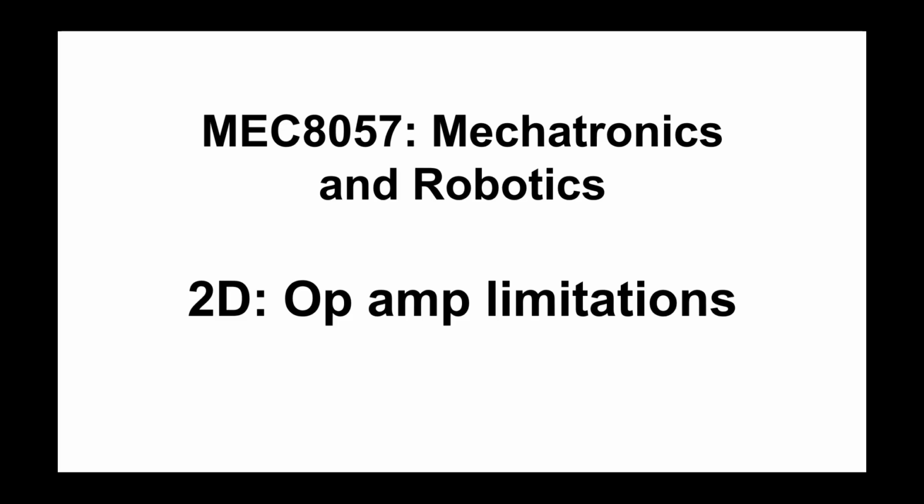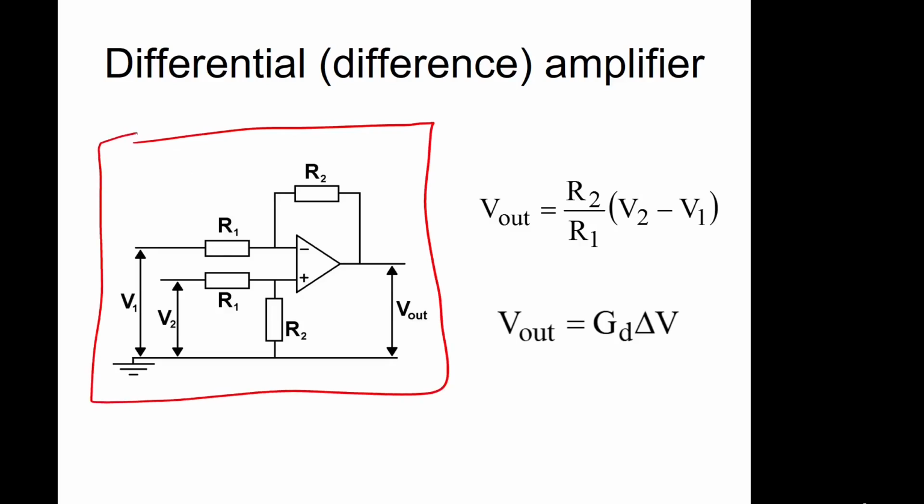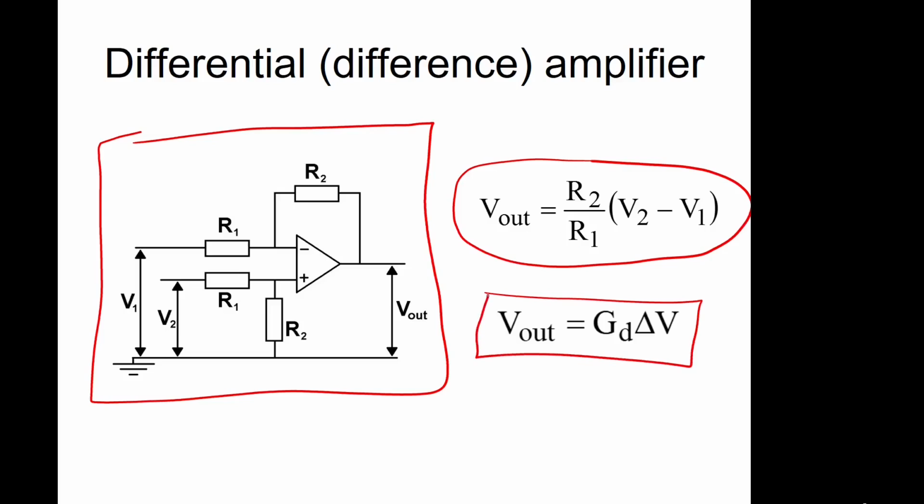In this video, we'll look at op-amp limitations. In the last video, we considered this circuit, which is a difference amplifier. And if we looked at the transfer function of this circuit, the output was an amplification of the difference of the input voltages. So we can summarize that equation with this equation here, and the output voltage is just the difference in the input times by some gain term.